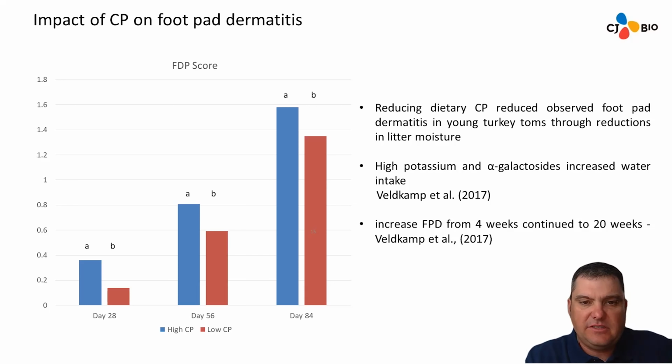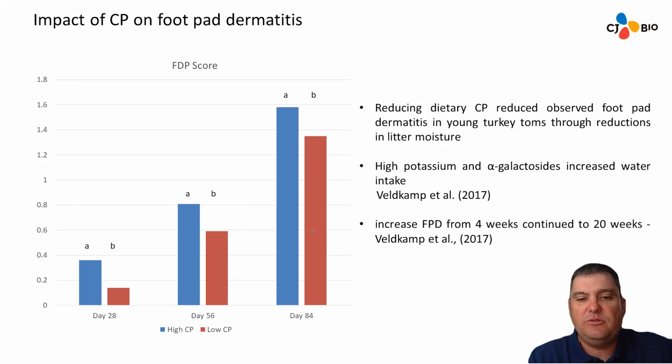Differences in these diets, obviously, when you have higher crude protein, you have a higher electrolyte balance. And so as they fed these turkeys, they placed them on new litter, and by 28 days, so within 4 weeks, they already saw a difference in foot pad dermatitis score, with the lower crude protein diets having improved foot pad quality on day 28, excuse me, 56, as well as 84. And that continued on through 20 weeks of age.